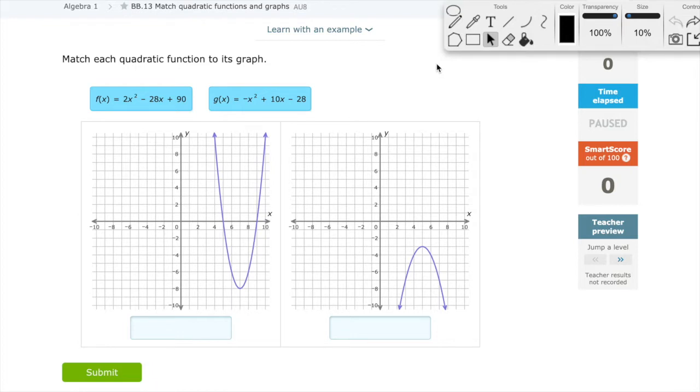With that being said, there's also a C value, so the constant at the end, which is a 90 and a -28. Those are our y-intercepts. These are awfully large, though, relative to what we have on the graph, so let's not use those for this specific problem.